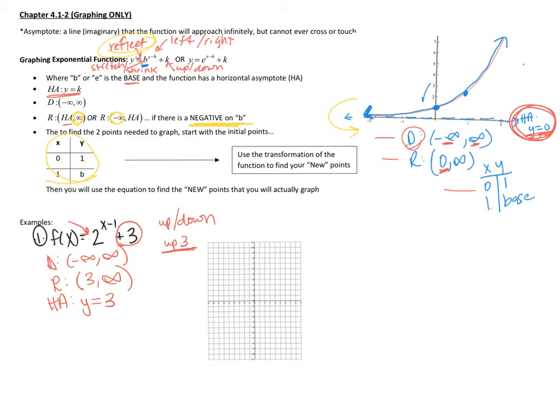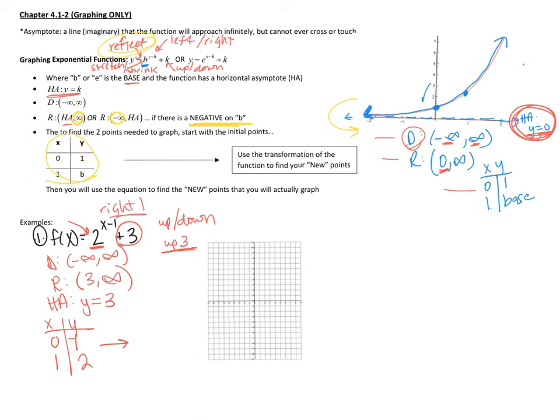All right, so now that I have those things, let's see if we can come up with our table of values. All right, so I know before we begin, I start off with 0, 1, 1 in the base. So remember, our base is going to be this 2. So these are my original points. Let's see what happens when we move this to the right 1 and up 3.